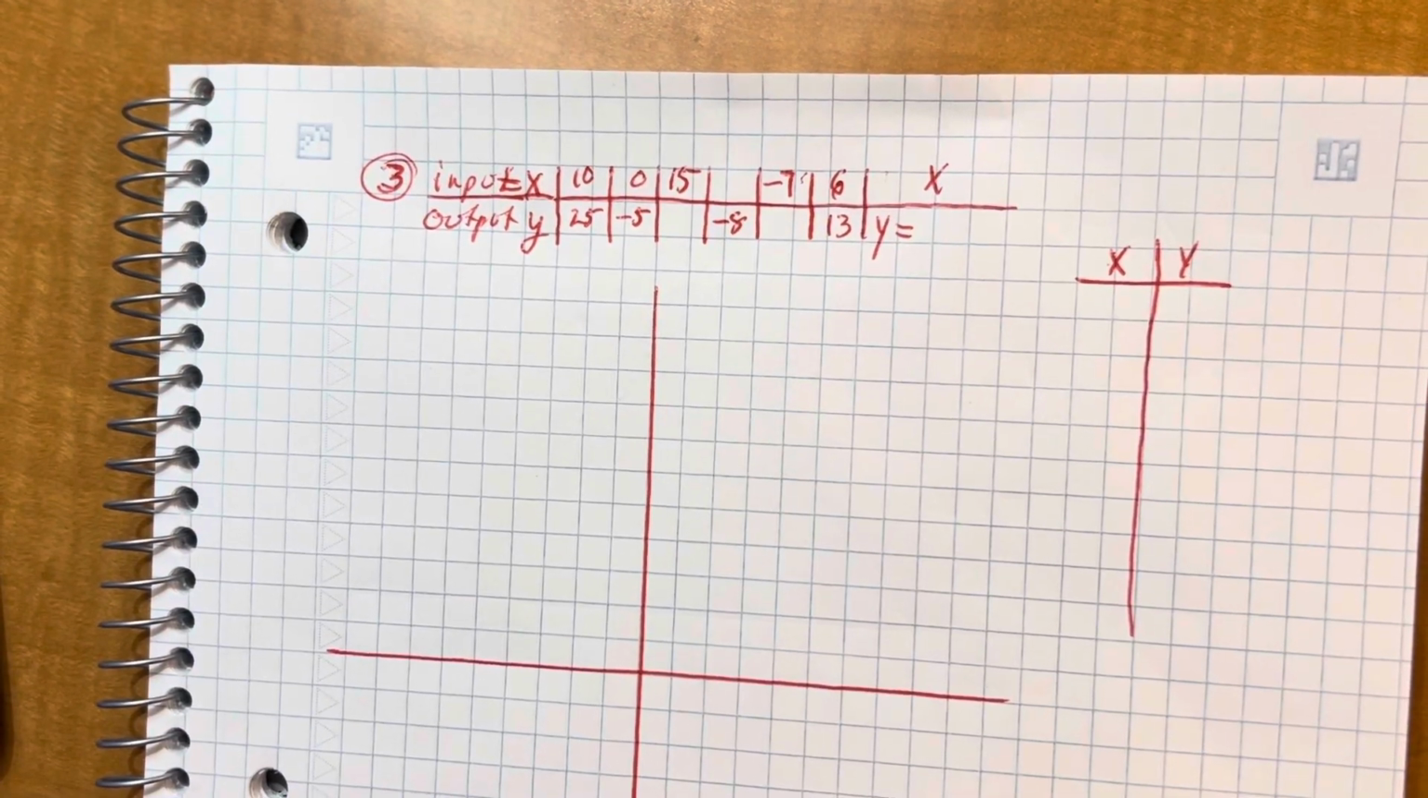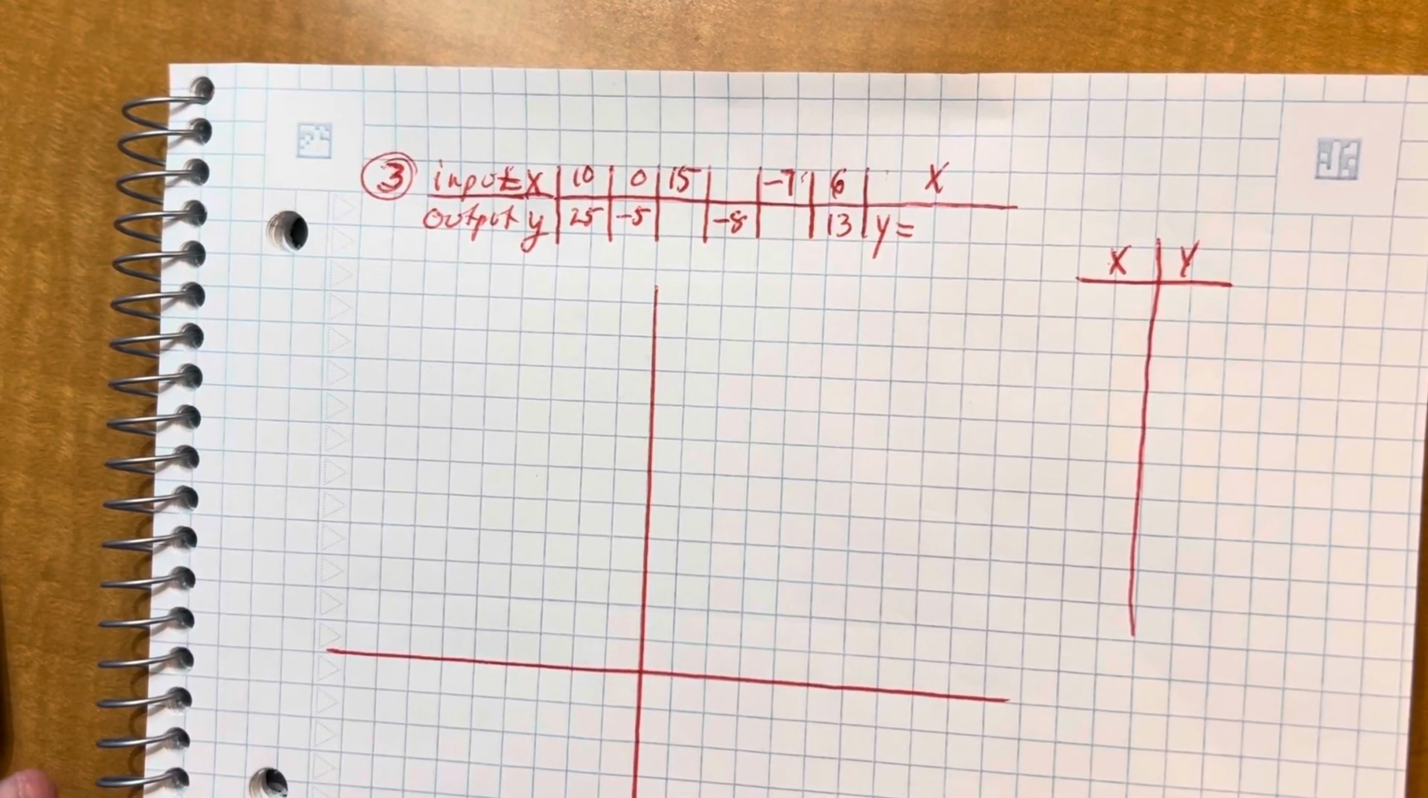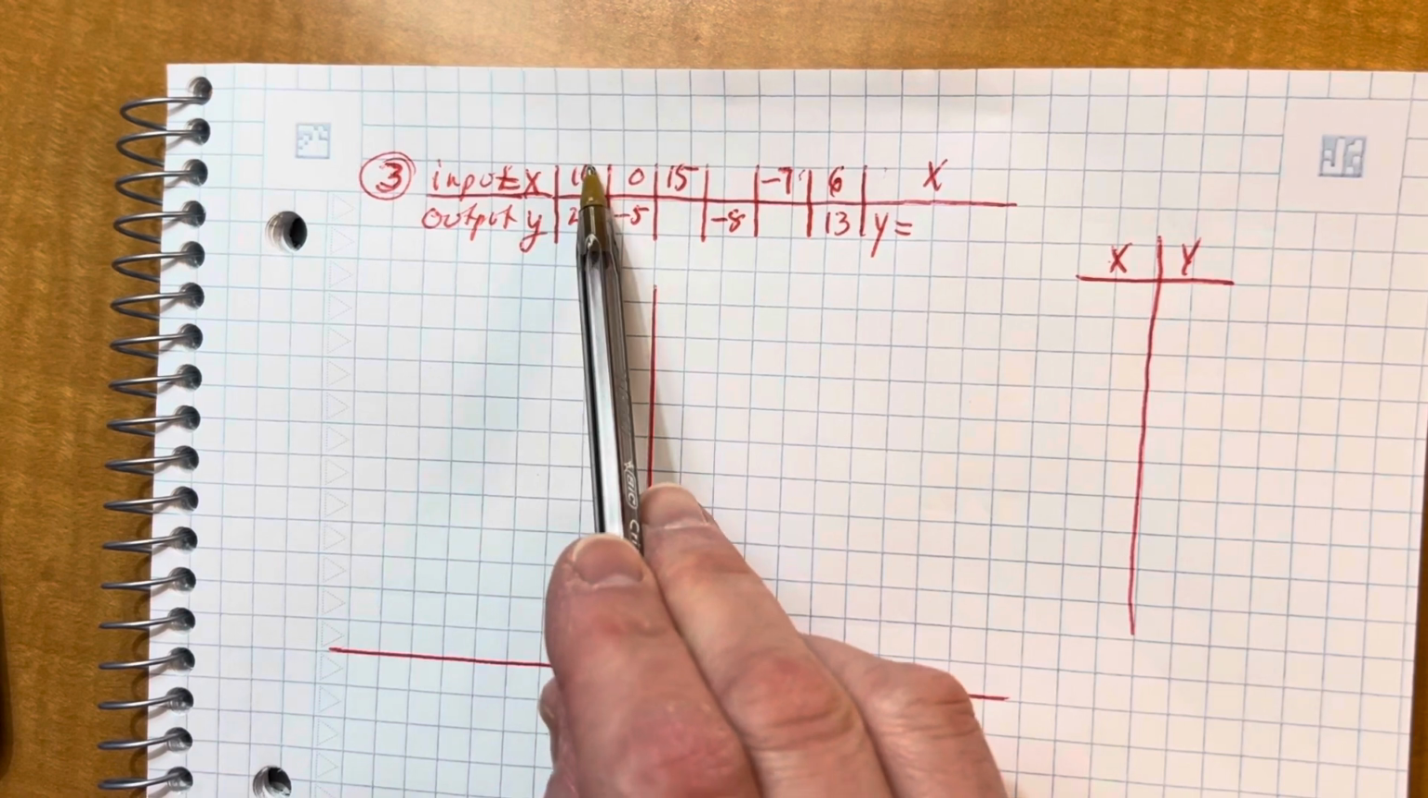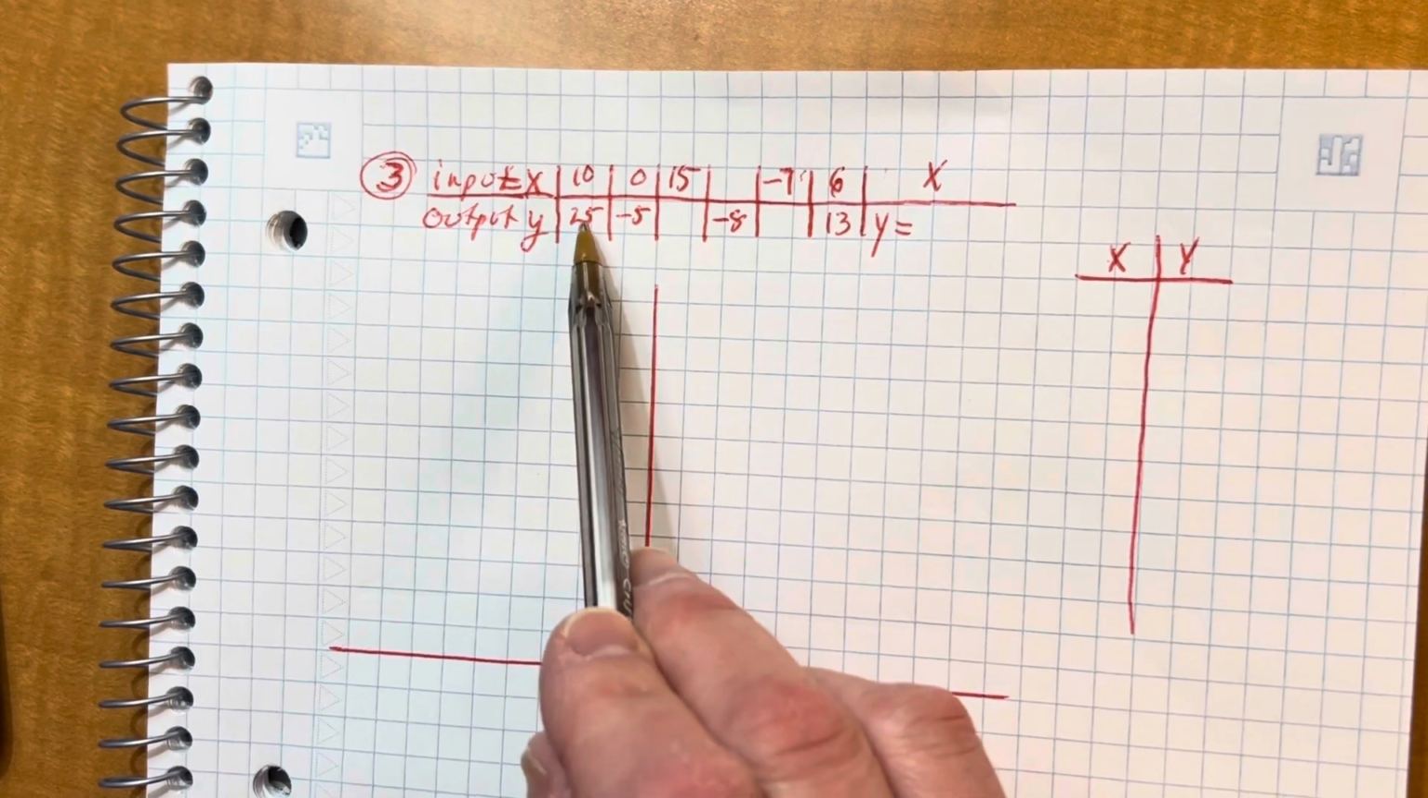Okay, gang, here's your next step. Let's try number 3. Number 3, I know that if I put 10 in for my x, my output would be 25.